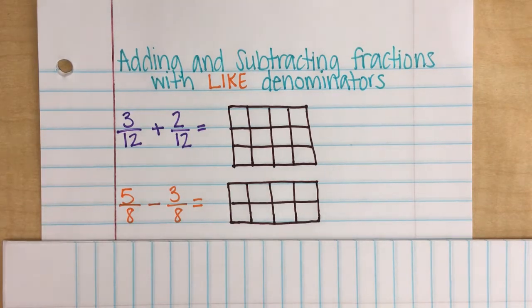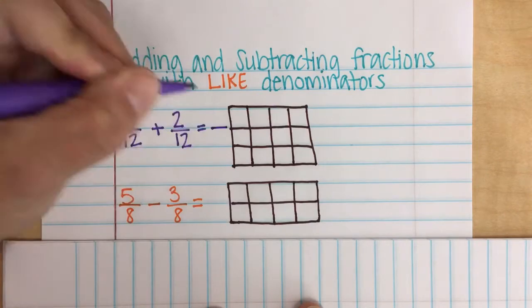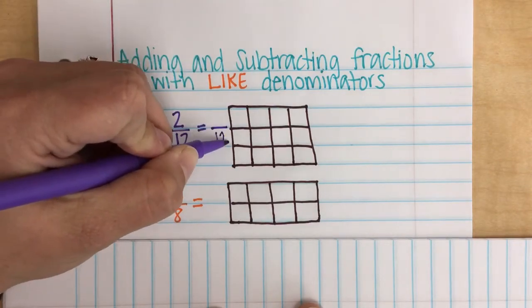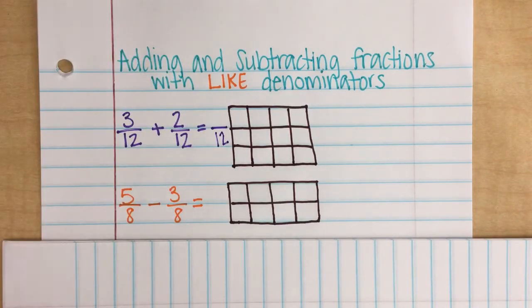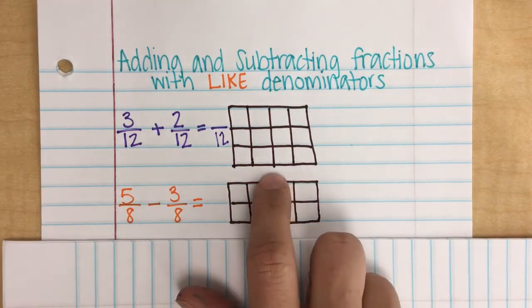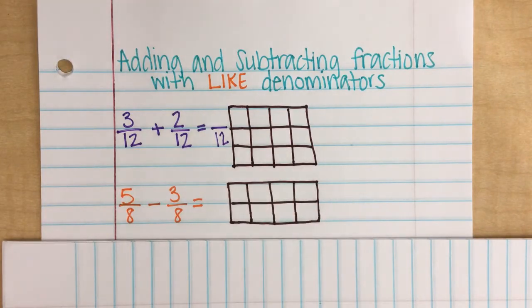So when I'm adding and subtracting fractions with like denominators, I am going to add or subtract the top, but the denominator stays the same. So I'm just going to bring that denominator over to my answer. So I'm going to use this model to help me illustrate how to add 3/12 plus 2/12.